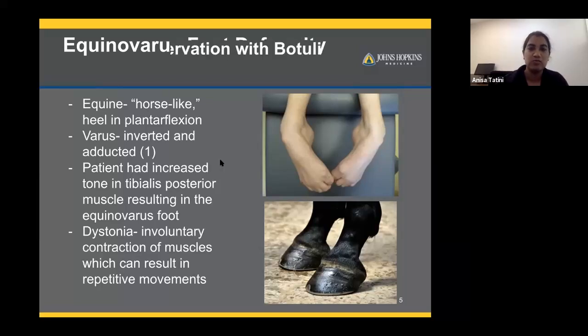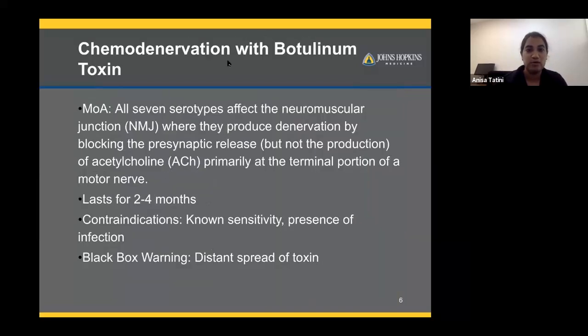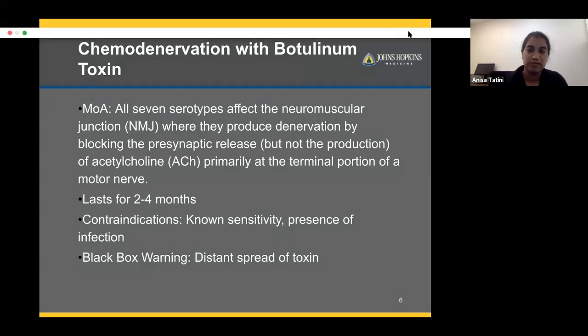And then to go into what Botox does. So to talk about the mechanism of action of botulinum toxin, all 7 serotypes affect the neuromuscular junction, where they produce denervation by blocking the presynaptic release, but not the production of, acetylcholine, primarily at the terminal portion of the motor nerve. Botox usually lasts about 2 to 4 months for our patients.